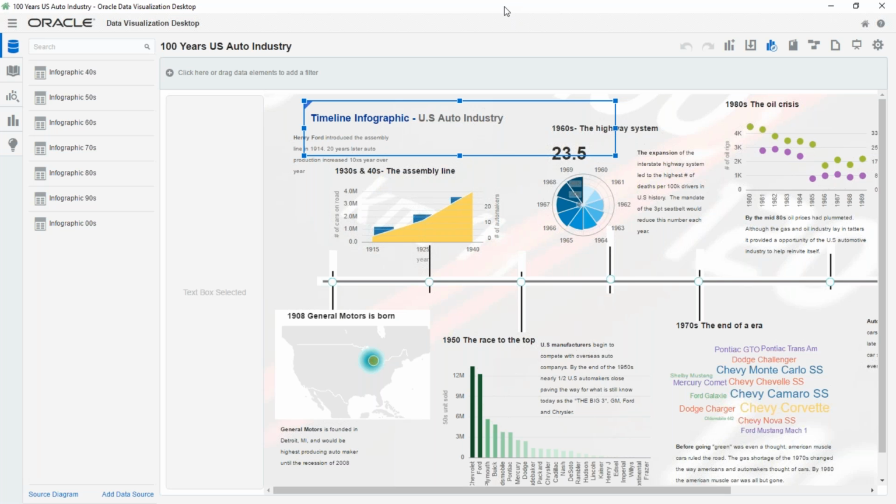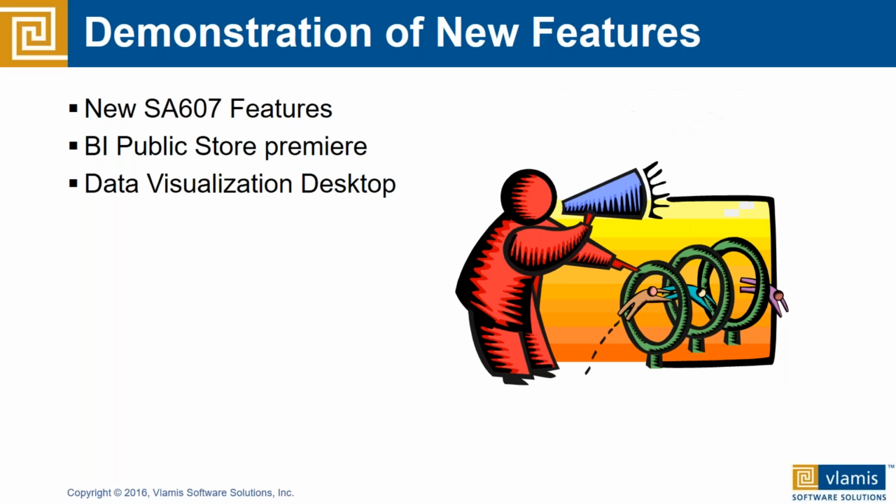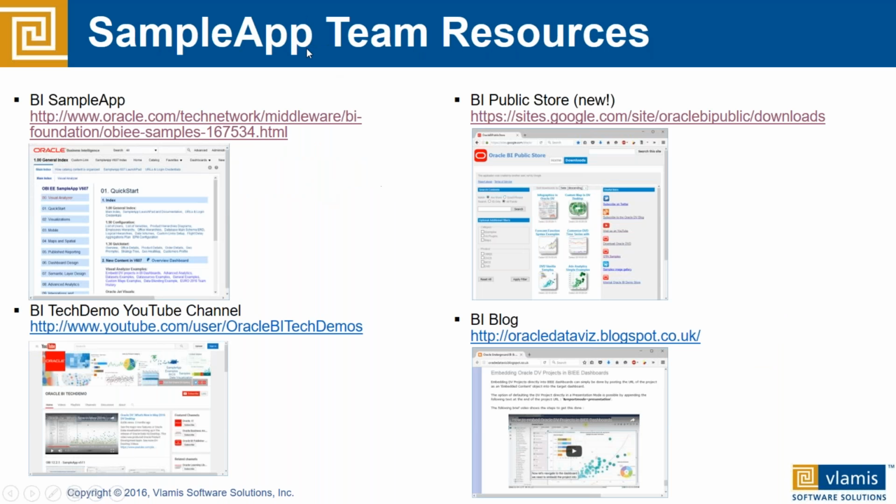So let me go ahead and talk about how you can get some of this yourself. All right, so we've looked at SampleApp features. The BI Public Store I'll talk about in just a moment, and then there's a data visualization desktop component. If you want to look at these resources, this is where you get SampleApp for yourself. Go to this URL, or if you just Google Oracle BI SampleApp, this will come up as the top link. And all of the consultants use this as the way they showcase Oracle BI.